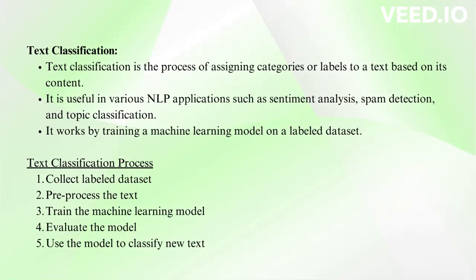Next is text classification. Text classification is the process of assigning categories or labels to a text based on its content. It is useful in various NLP applications such as sentiment analysis, spam detection, and topic classification. It works by training a machine learning model on a labeled dataset. Here are some basic steps for text classification. First, collect the labeled dataset, then preprocess the text, then train the machine learning model, evaluate the model, and finally use the model to classify new text.